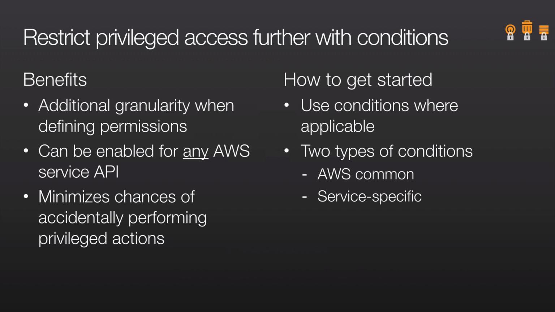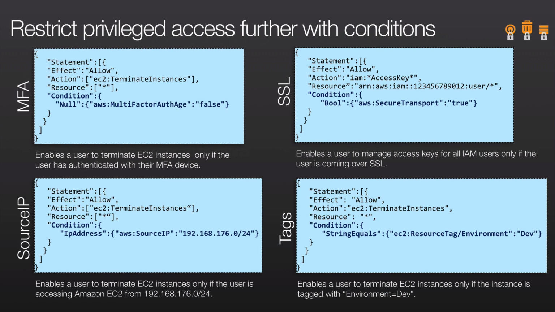And how to get started? Well, use these conditions where it's applicable. And there's two different types: common ones that apply to all AWS services, and those that are service specific. And it's probably worth illustrating the use of conditions with a few examples, and you can see 4 different examples on this slide.